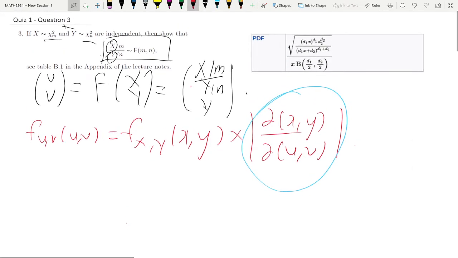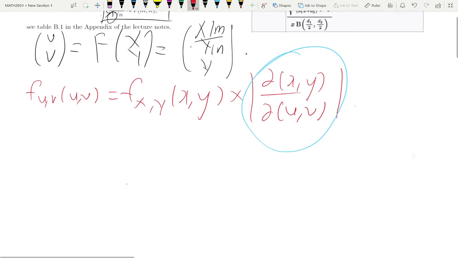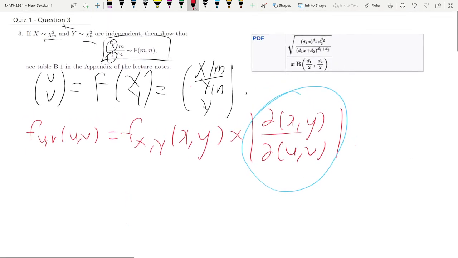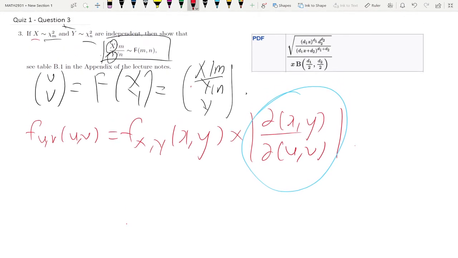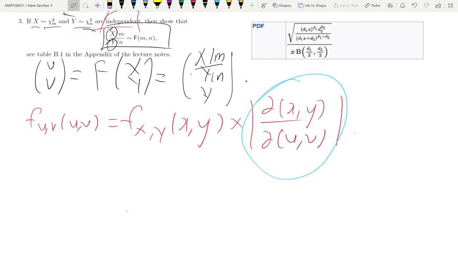So obviously we need to find what this blue part is. But before we do that, I'll simplify this f of x, y over here. We know that x and y follow this particular distribution and they're independent, so it's pretty easy to find the joint distribution. Just multiply the two individuals. So I'll just do that.